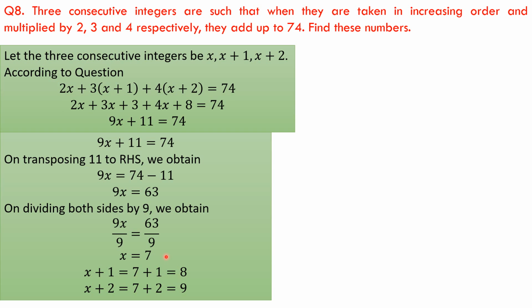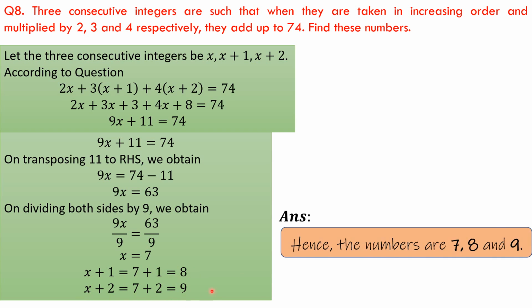This is our first number. Second number, x plus 1, that is 7 plus 1 equals to 8. And third number, x plus 2, that is 7 plus 2 equals to 9. Hence, the numbers are 7, 8 and 9.